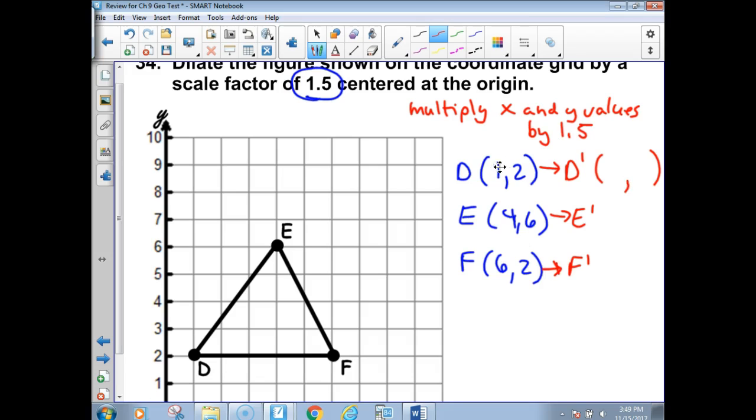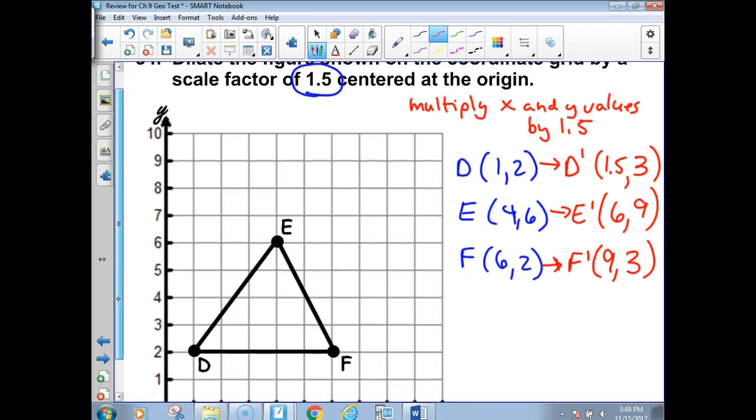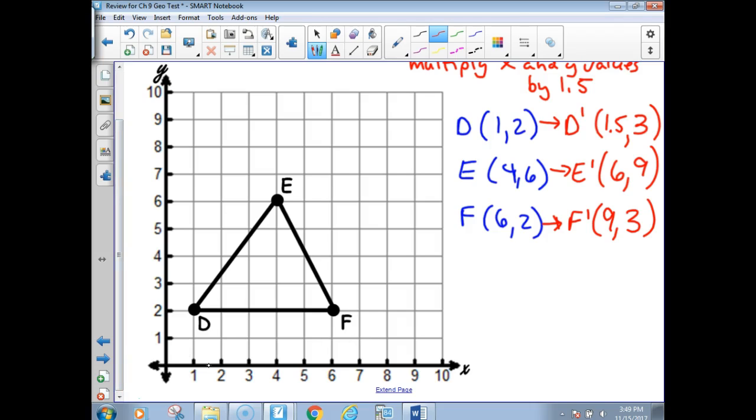So I'm going to jot down the names of those points. If I multiply 1 by 1.5, I get 1.5. If I multiply 2 by 1.5, I get 3. So that would be D prime. E prime is going to be 1.5 times 4, which is 6, and 1.5 times 6, which happens to be 9. Now, you, of course, can do this on your calculator. And then 1.5 times 6, we got 9 again, and 1.5 times 2 is going to give me 3. Okay, so these are the points I need to plot. 1.5, 3. It's going to be right there.